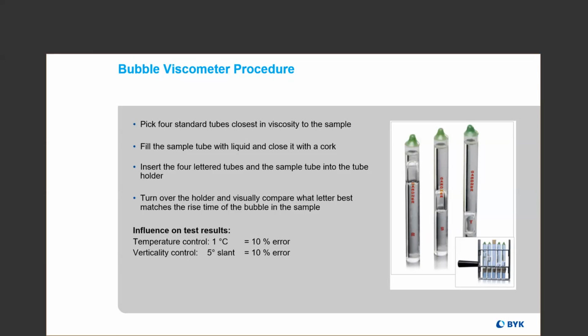And so, again, you need to hold as many things constant for the measurement as possible in order to get repeatable, consistent, comparable results. For example, temperature is very important to control. Even a difference as small as 1 degree Celsius can result in as much as 10% error. And the verticality of the bubble tubes is also important. You want them to be perfectly vertical. As much as a 5 degree deviation in that verticality can result, again, in a 10% error.